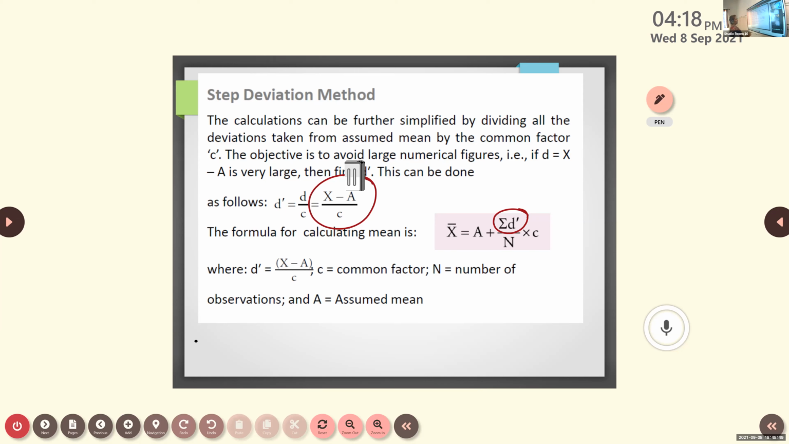So once more, till what you did in the assumed mean method, that is D is equal to X minus A. Till there, same steps. After that, D by C, that means X minus A you have found, divided by C, another column you can make. After that, find sigma D dash, the total, divide that by number of observations, into C, that is the common factor.